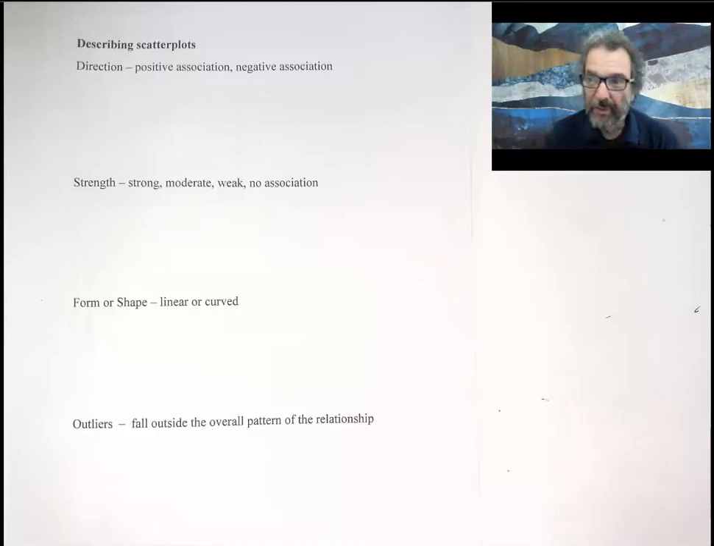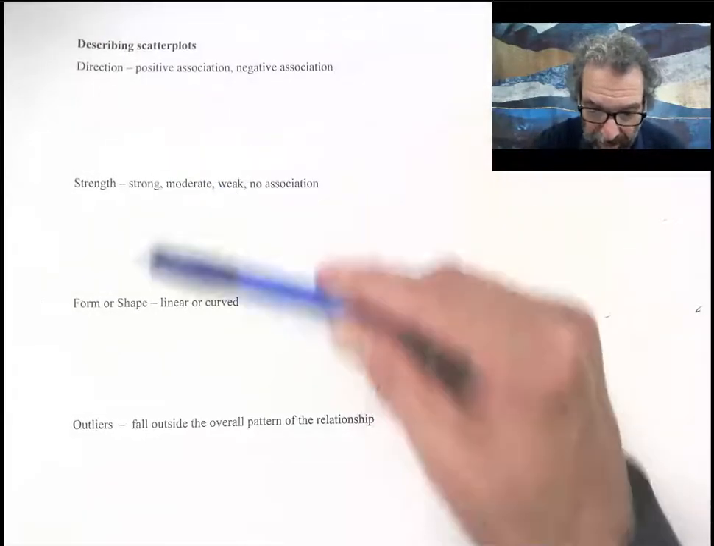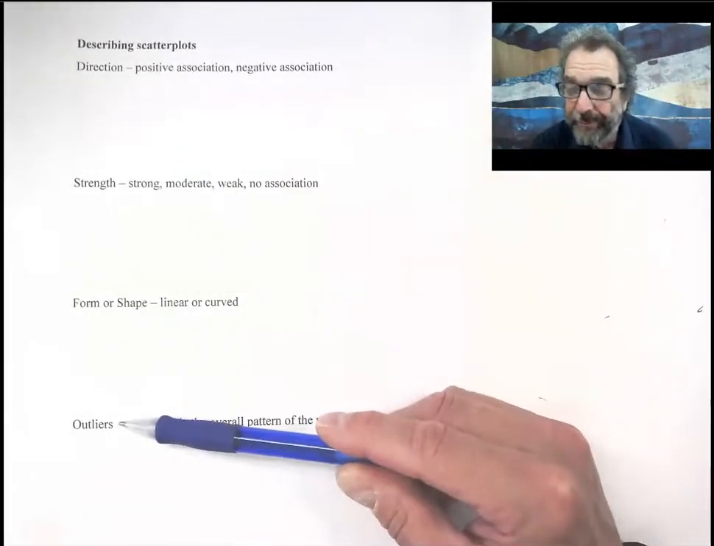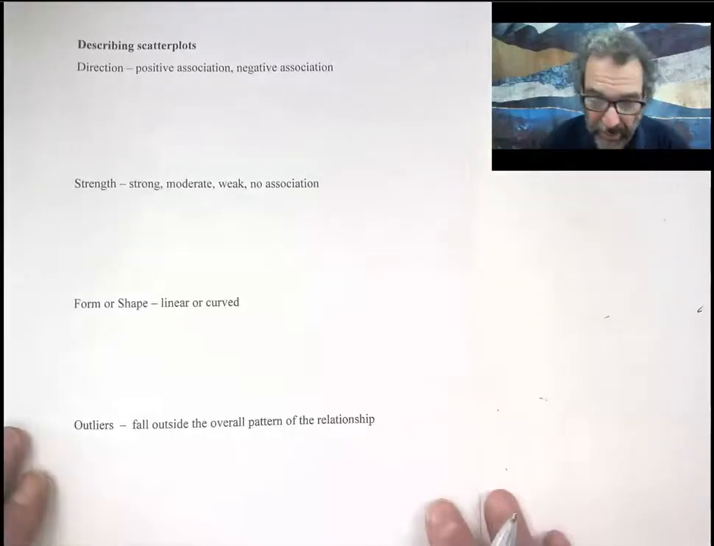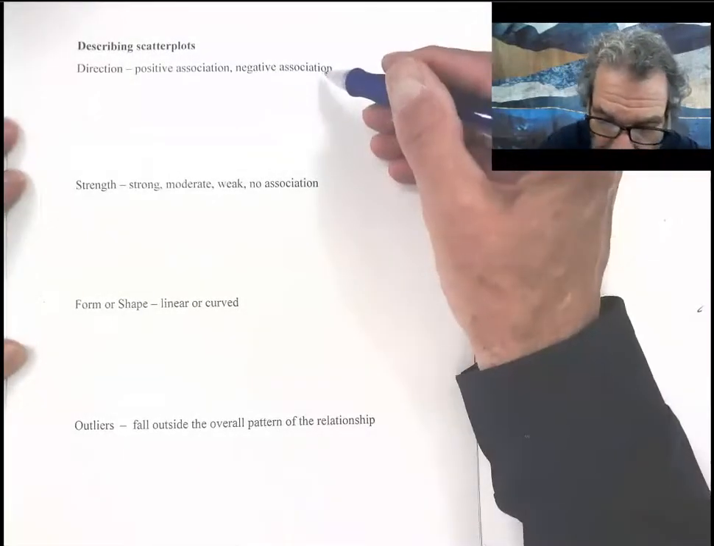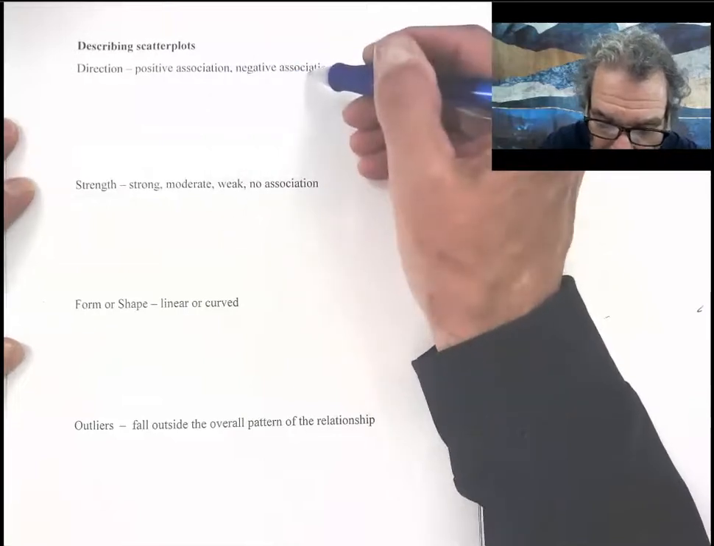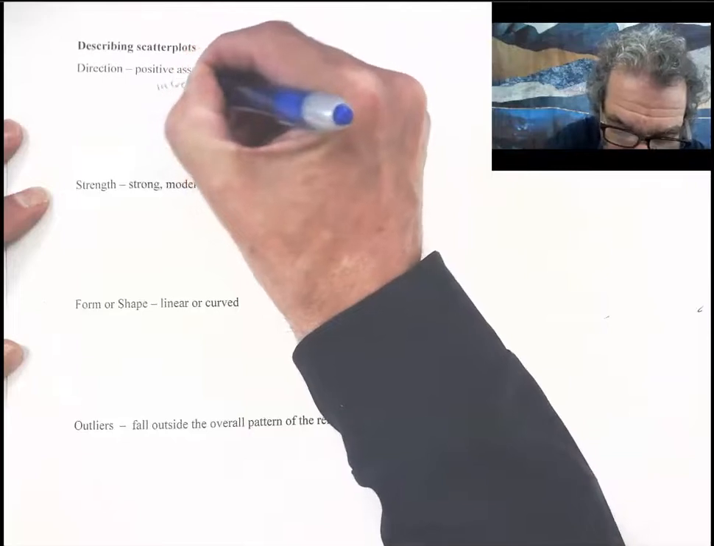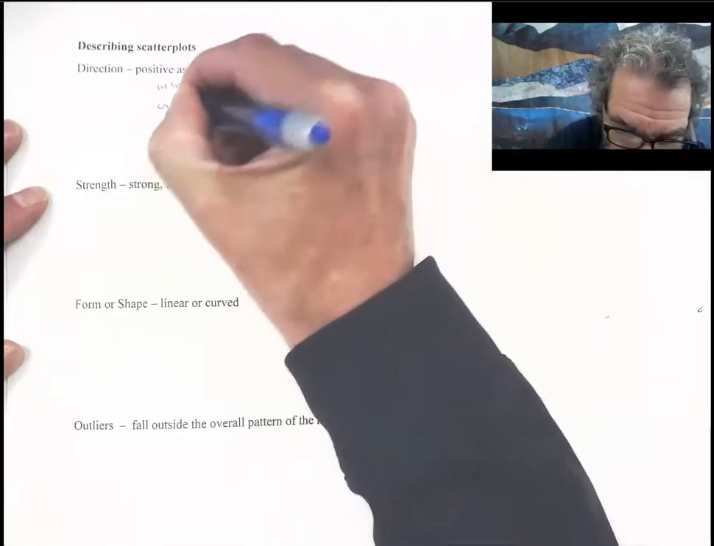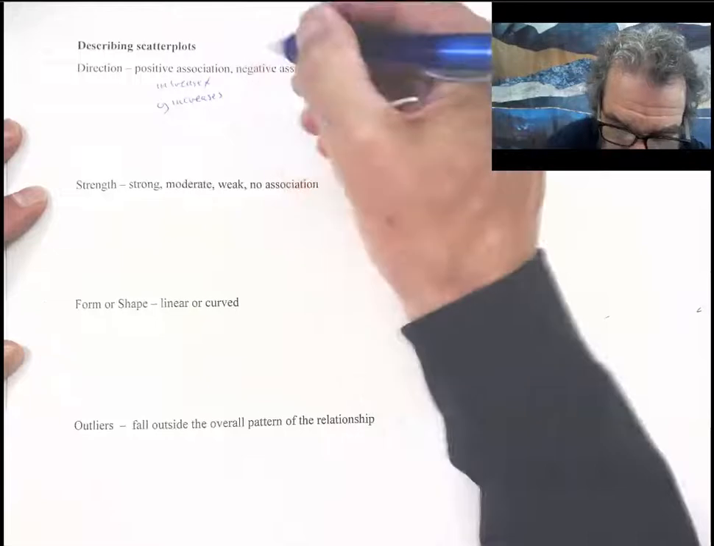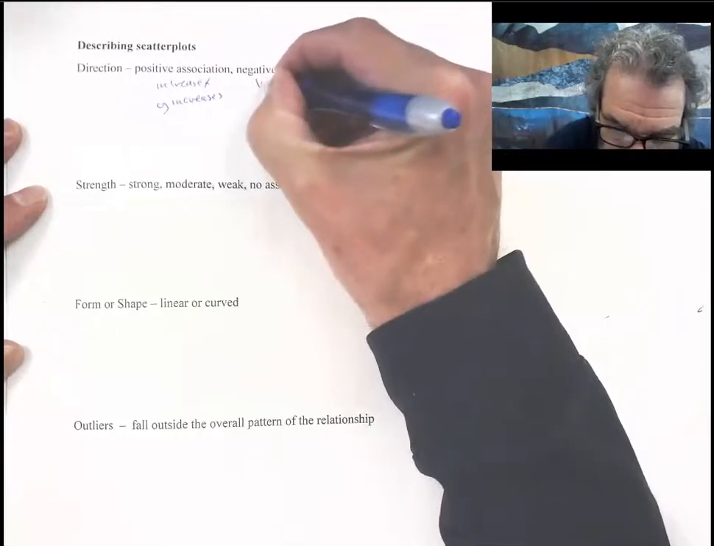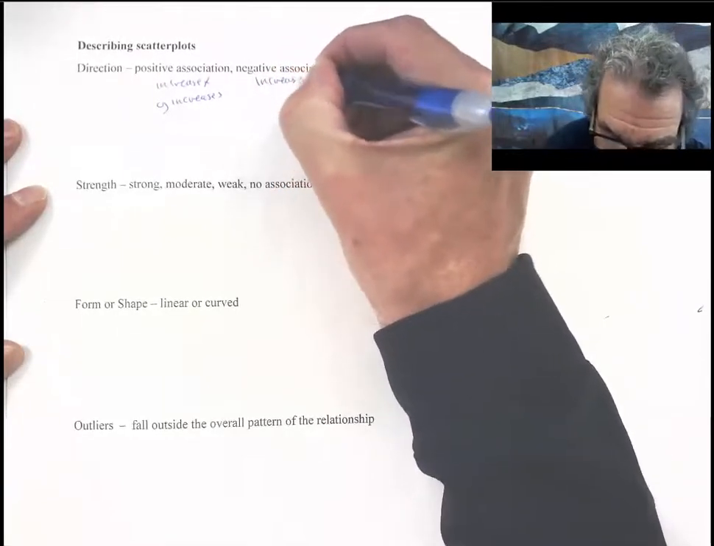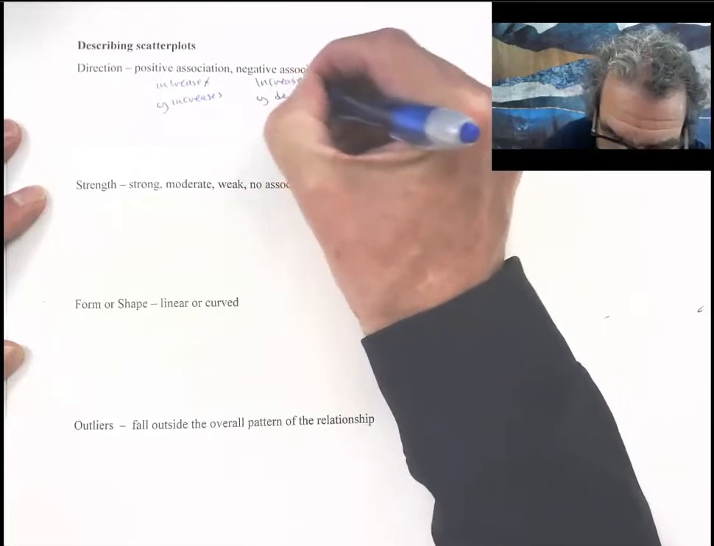So we're in a position to talk about how you describe scatter plots. We talk about four things: direction, strength, form, outliers. Direction has to do with, as you increase x, does y increase or decrease? A positive association says if you increase x, then y increases on average. Negative says increase x, y decreases, like that.